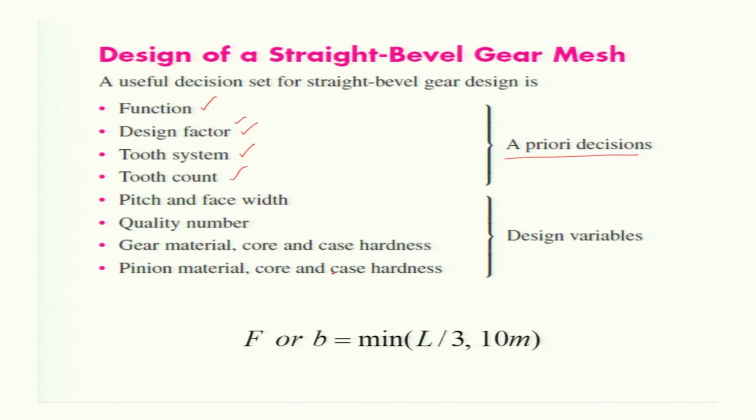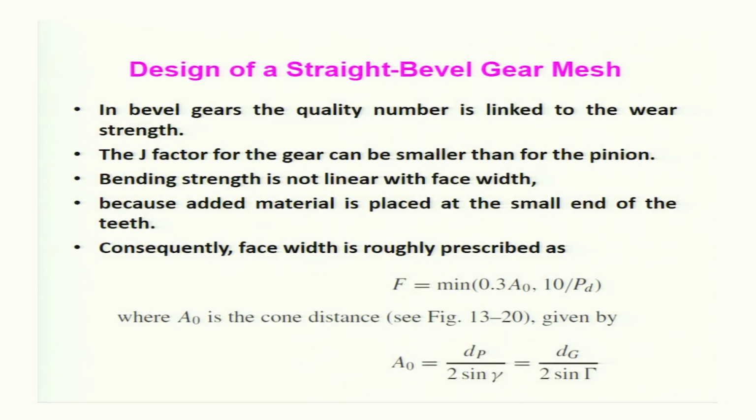Then the face width will be within this range, that means the minimum of the cone length divided by 3 and 10 times the module. Okay. In bevel gears, the quality number is linked to the wear strength. The geometry factor J for the gear can be smaller than for the pinion. Bending strength is not linear with the face width because added material is placed at the small end of the teeth. Consequently, face width is roughly prescribed as either this formula or this one.